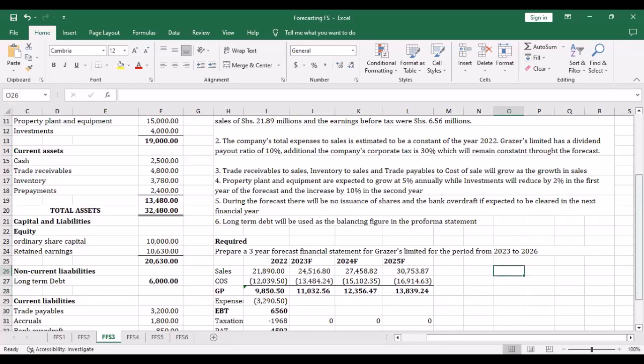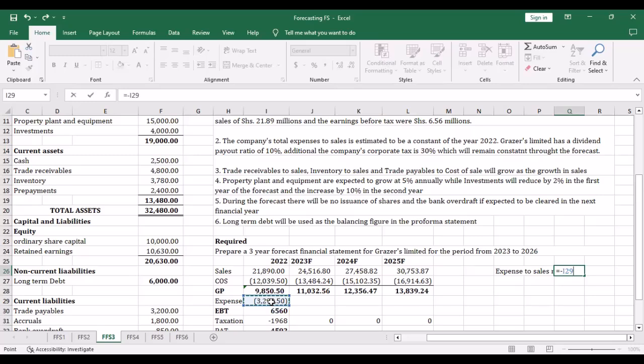So here, expense to sales ratio, equals, because our expenses are negative, I start with a negative to make them positive. I divide by the sales. You find that it is 15%. So this one is expected to remain constant throughout the sales. So I start with a negative, take the 15%, and multiply by the sales.